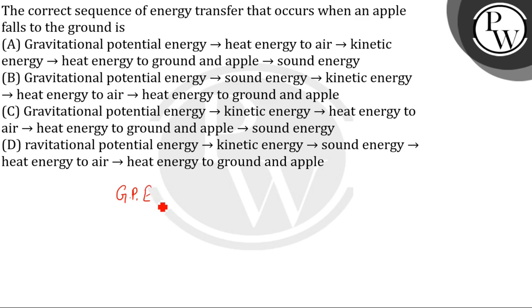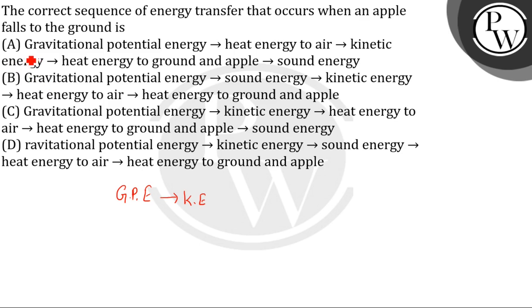So when it starts falling, falling means it is moving now. When it starts falling because of the gravitational force, it will be accelerated towards the ground. And while moving, it will have kinetic energy. So first will be gravitational potential energy, next will be kinetic energy.